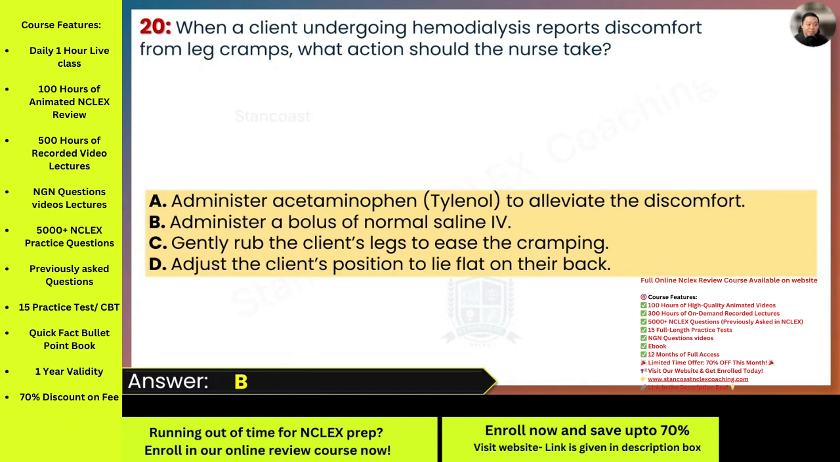Now, what about letter D? Adjust the client's position to lie flat on their back. Well, this does not address the root cause of the cramps as well. We know that positioning can sometimes help with circulatory issues, but it does not correct the electrolyte imbalance or fluid loss that is causing the cramping.